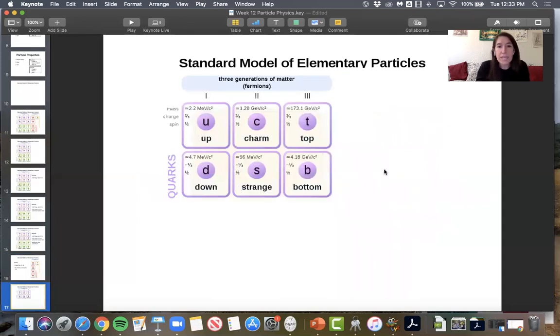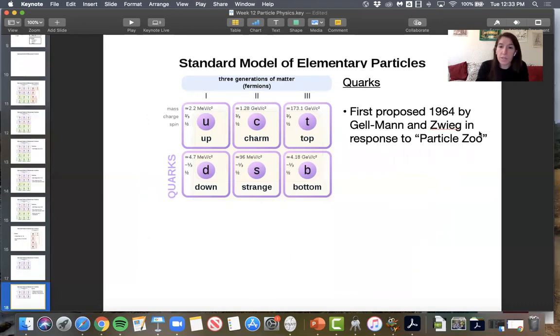All right, so let's break it down even further. Let's go back to our fermions. You'll notice there were the purple ones and then there are the green ones below. These purple ones are our quarks. So what are some properties of quarks? I'll note that these were first proposed not until the 1960s. This was because scientists were discovering a bunch of different types of particles, and it seemed like there were just tons of different types of fundamental particles. This was known as the particle zoo.